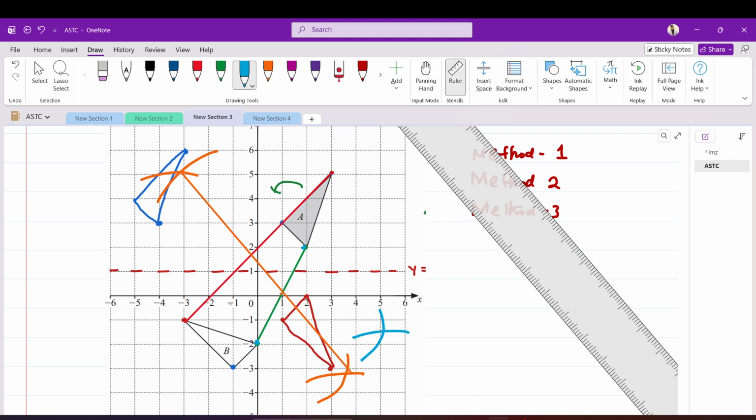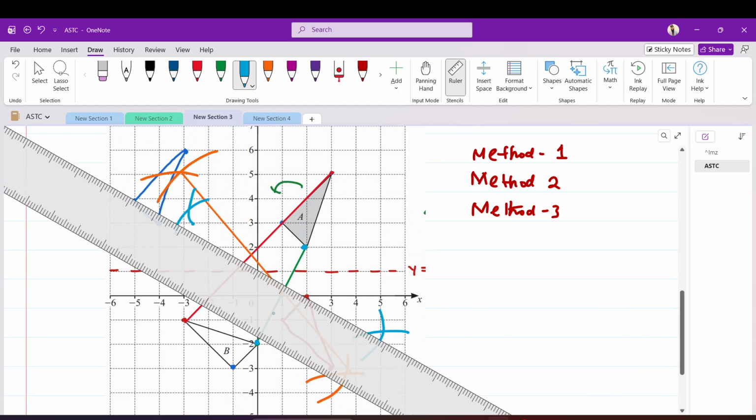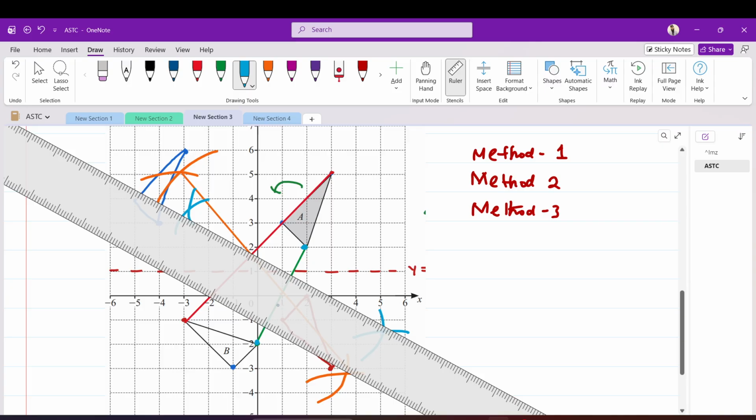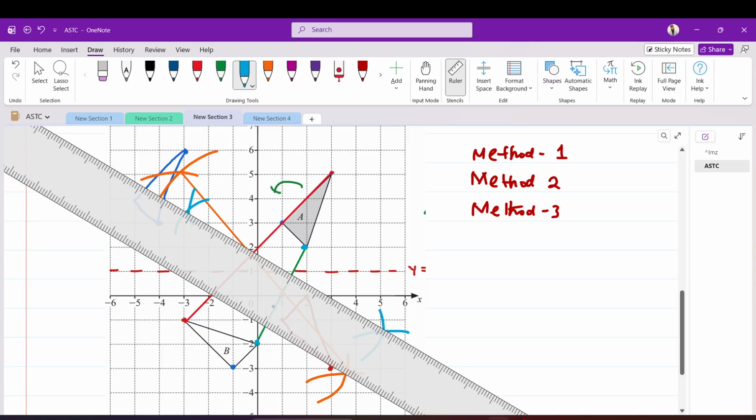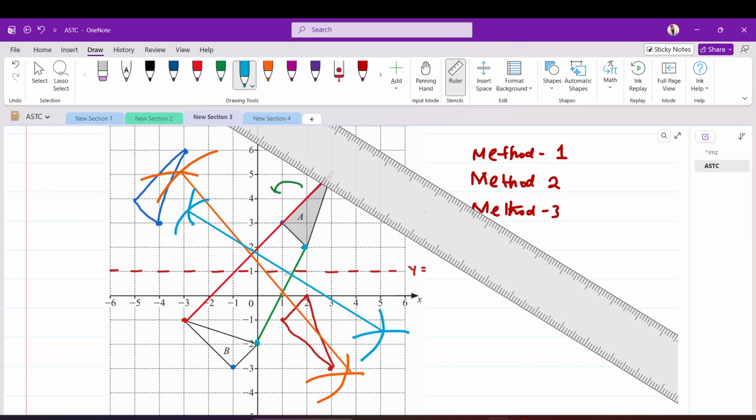Do the same thing on the opposite side. Again, put your pointy part over here, make an arc over here. Put the pointy part over here, make an arc over here. Now you join these two straight lines. Now wherever they intersect, there will be a center.